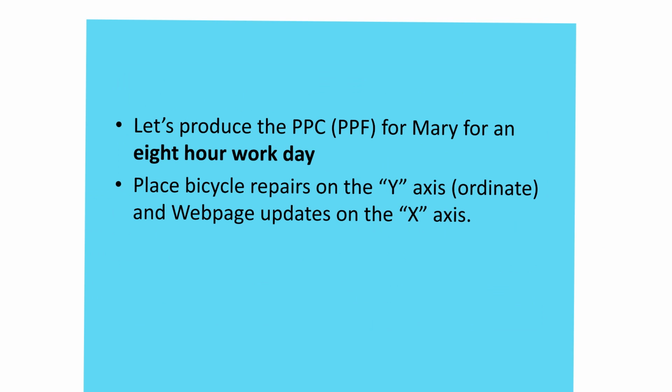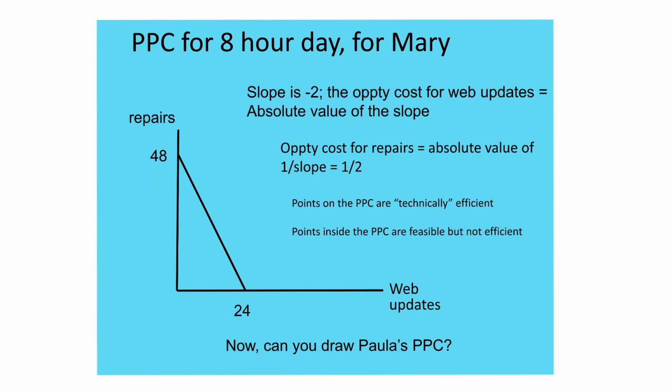In the example that follows, let's look at the PPC or the PPF. Again, same thing for Mary for an 8-hour workday. Place bicycle repairs on the y-axis and web page updates on the x-axis. I want to emphasize here that the opportunity cost of the good on the x-axis is the absolute value of the slope. The slope's -2. The opportunity cost for web updates is 2 bicycle repairs. And then just the reciprocal of that is the opportunity cost of the other good.